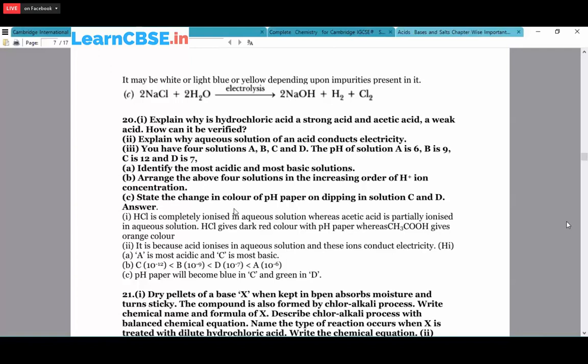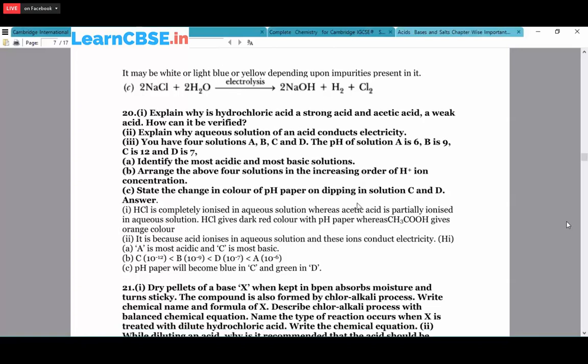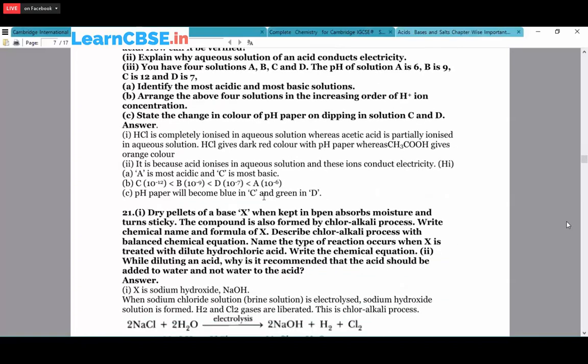Select the change in color of the pH paper on dipping in solutions C and D. The pH paper will become blue in C and green in D.